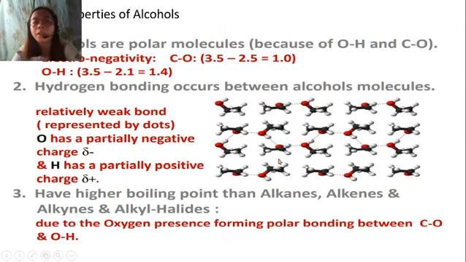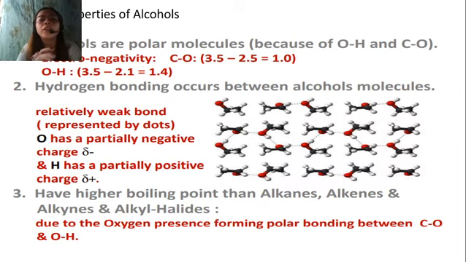So what are the physical properties of our alcohols? So number one, alcohols are polar molecules. When we say polar, they can be attached to water because oxygen and hydrogen and carbon and oxygen. So electronegativity, so muna niya mga values. Then hydrogen bonding occurs between alcohol molecules. So relatively weak bond represented by dots. We have the O and has partial negative charge which is the gamma. So have higher boiling point than alkanes, alkenes, alkynes, and alkyl halides.